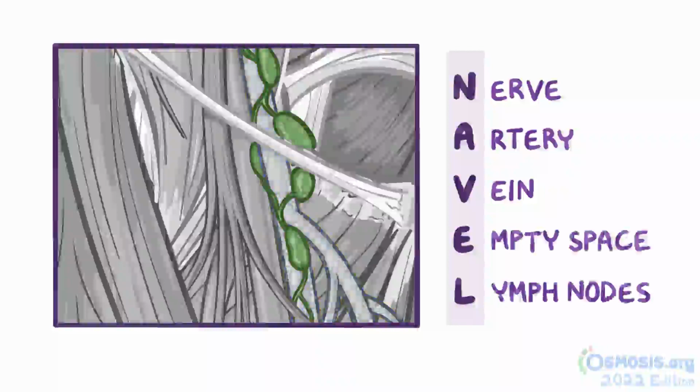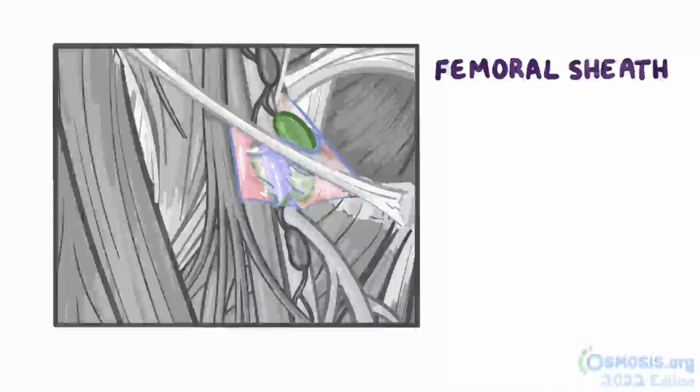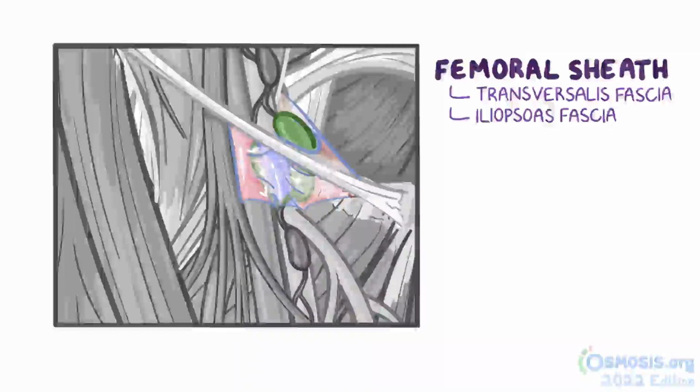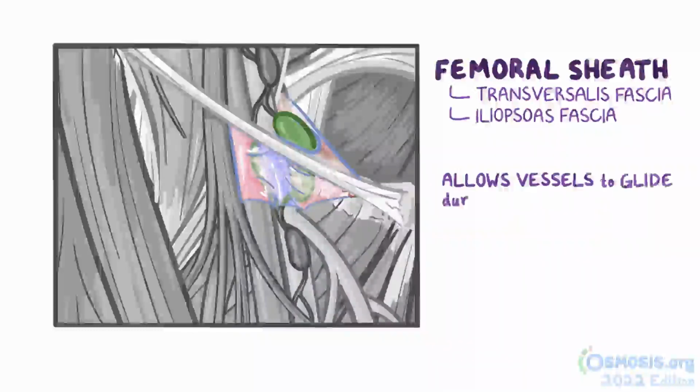Another important element within the femoral triangle is the femoral sheath, which is a funnel-shaped fascial tube that houses the proximal parts of the femoral artery, vein, and deep inguinal lymph nodes. The tube is formed behind the inguinal ligament by a downward extension of the transversalis fascia anteriorly and iliopsoas fascia posteriorly. The sheath terminates inferiorly by blending with the outer layer of the femoral vessels, and its purpose is to allow the femoral vessels to glide deep to the inguinal ligament during hip movement.